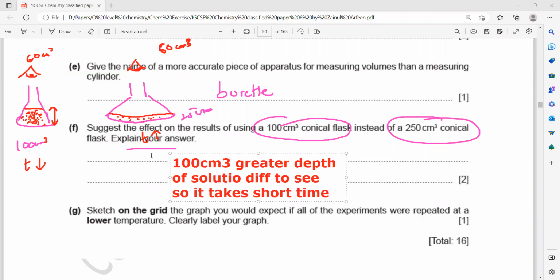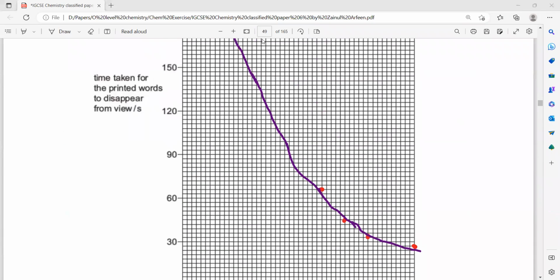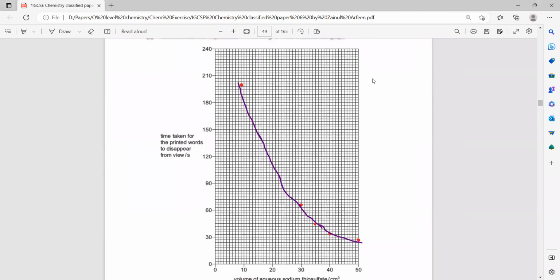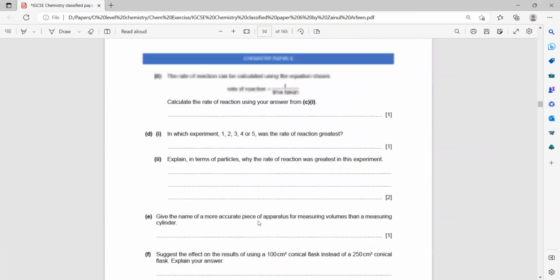Then sketch on the grid the graph you expect if all the experiments were repeated at a lower temperature. If we draw it, the curve will be the same shape but less steep, and the times will be longer. For example, this is our original curve. Because we repeated at a lower temperature, the new curve will be above it.